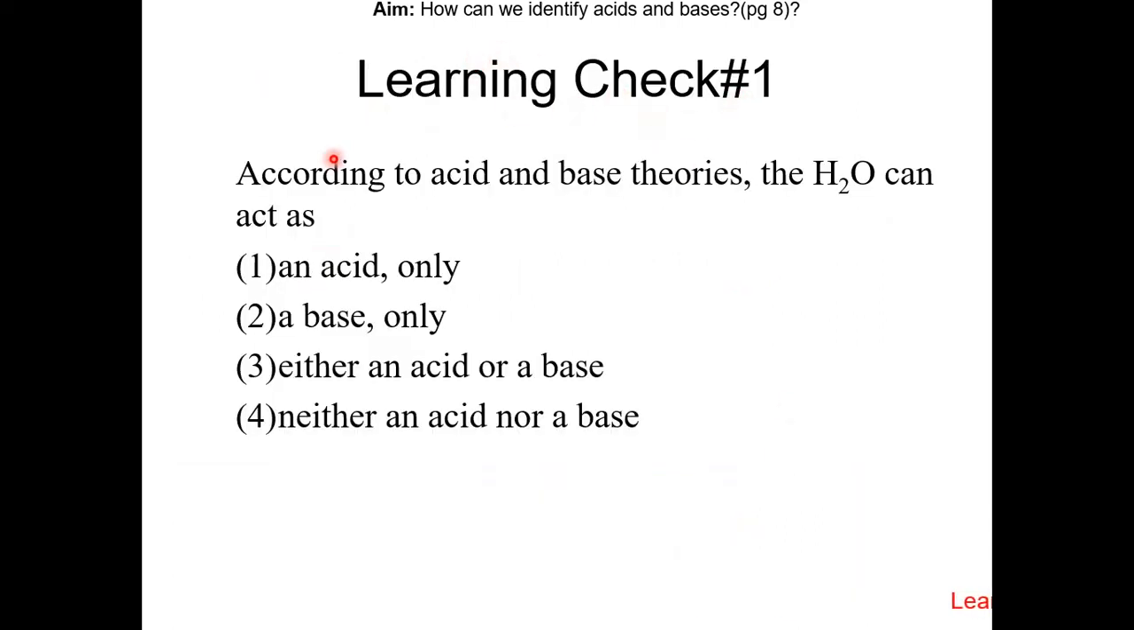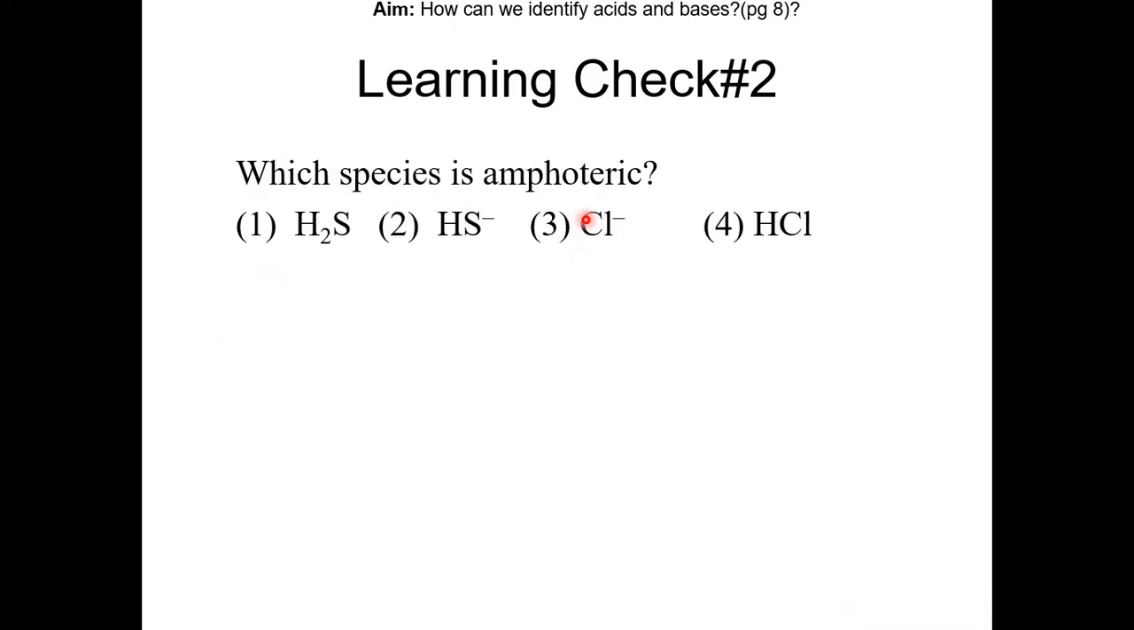Learning check number 1. According to acid and base theories, water can act as a what? Pause the video and resume as completed. The answer is choice 3, either an acid or a base. Learning check number 2. Which species is amphoteric? Pause the video and resume as completed. So you're looking for a situation in which it can gain and lose a hydrogen ion. The only one that can do that is choice 2. Choice 1 and 4 are considered acids and they cannot gain a hydrogen ion.